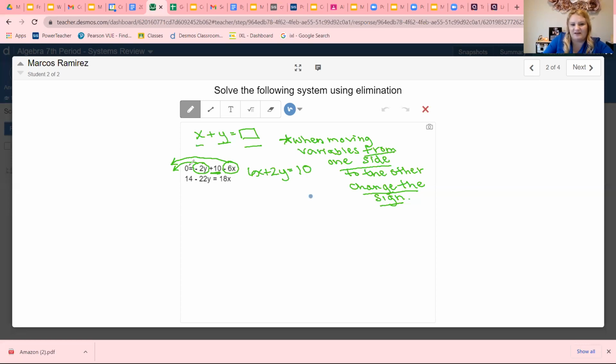So you're going to do the same thing for the bottom equation. You want to move this X to the other side. And then we want to move the 14 to this side. The negative 22 can stay there because it's already on the left side where it's supposed to be. So negative 22 keeps the same sign because we don't have to move it. But we did move negative 18x, so we had to change its sign. And then we did move negative 14, or I'm sorry, positive 14. So we made it negative.